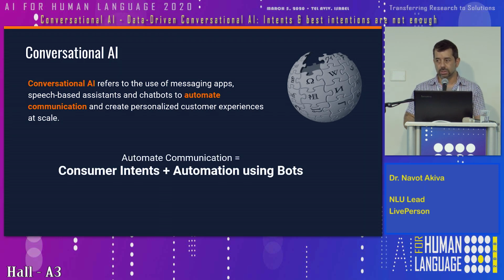More practically, conversational AI involves a couple of basic elements. One is understanding consumer intents. A consumer writes to you what he wants, you need to understand that. That's the basic element, the basic gateway for conversational AI automation. And the second one is automation of business use cases using bots. Conversation automation using bots, we're going to talk about them.